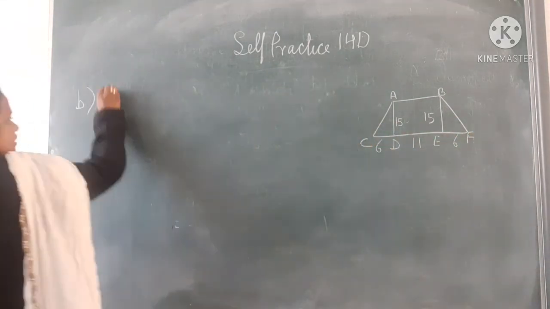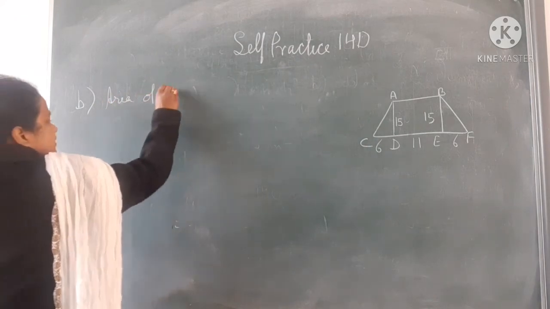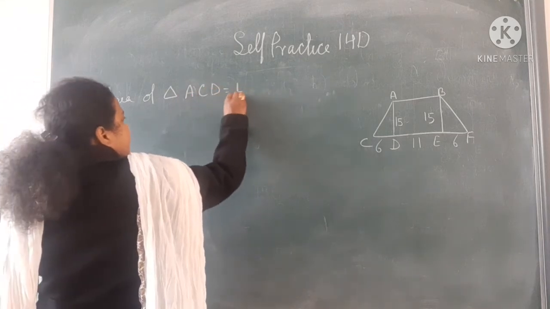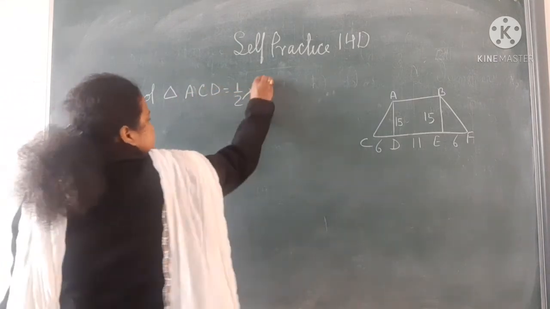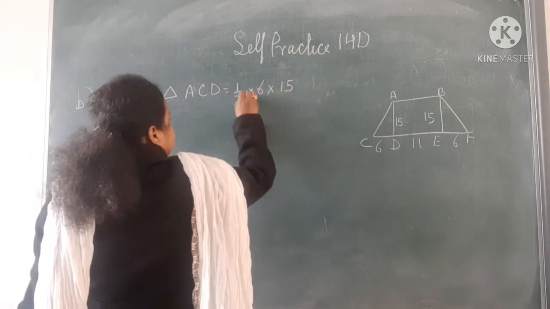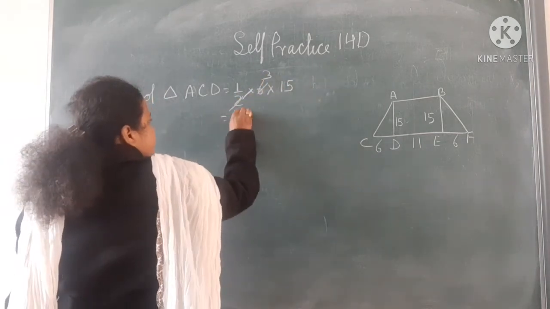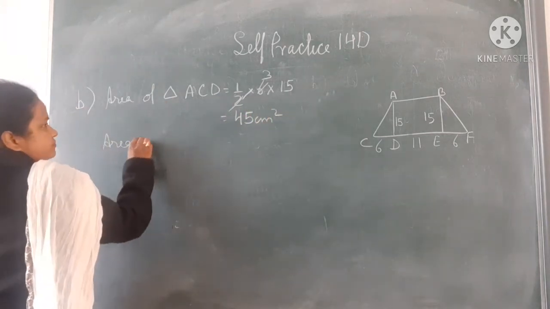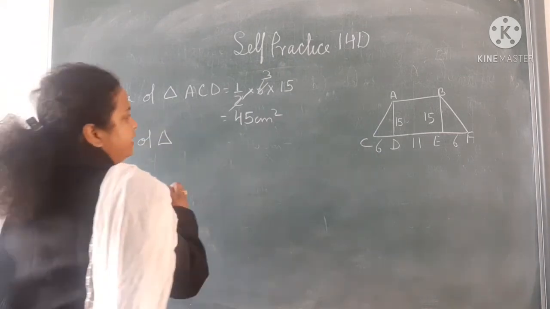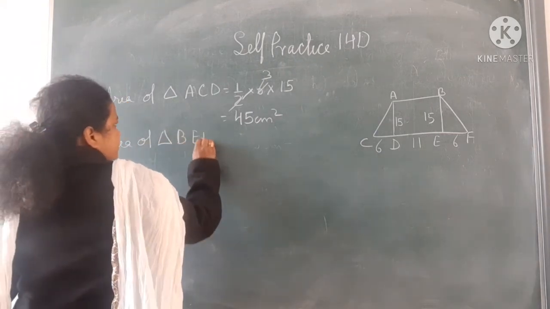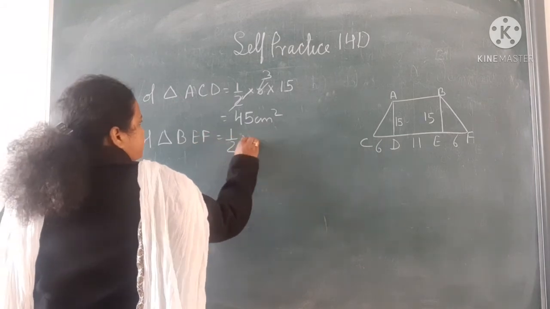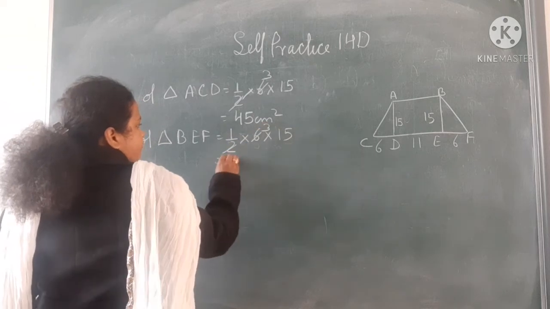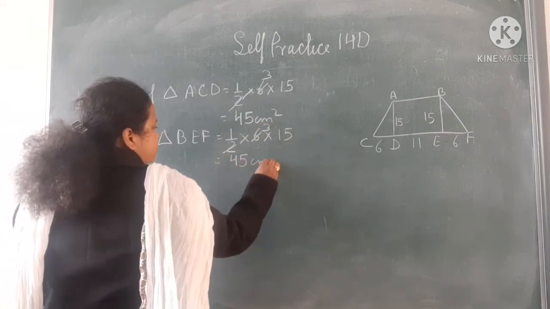Now area of base 6 into 15. So 2 3s are 15, 3 15s are 45 centimeter square. Now area of triangle BEF is equal to half into 6 into 15. 2 3s are 15, 3 15s are 45 centimeter square.